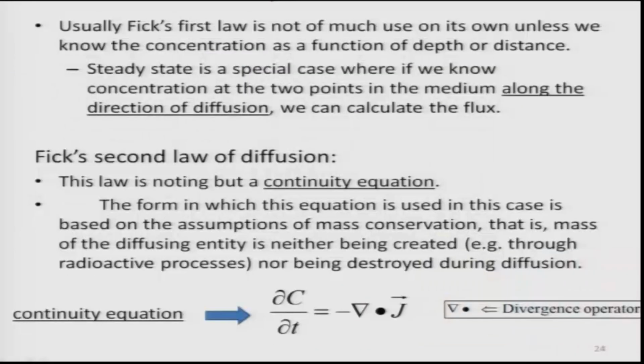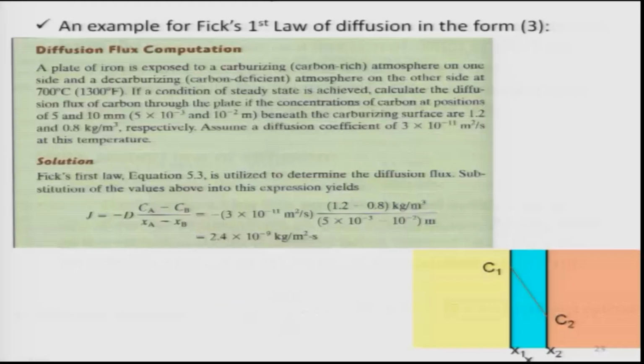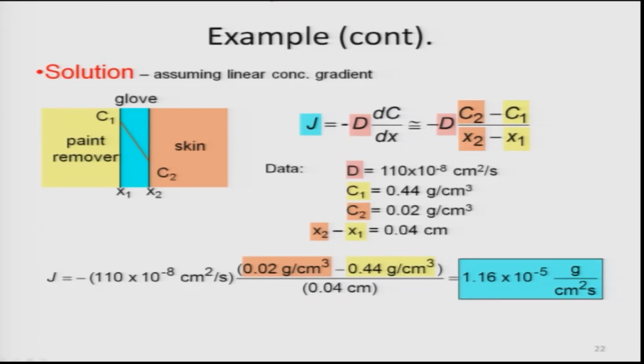Okay, I will just go directly to this Fick's second law of diffusion. That is what is said. Fick's first law is not of much use on its own unless we know the concentration function of distance. Steady state is basically a special case, remember that. And if we know the concentration at 2 points in a medium along the direction of diffusion, we can easily calculate the flux. To give you an example, let us see the example, then we will get back.